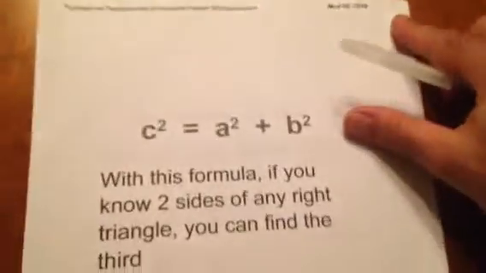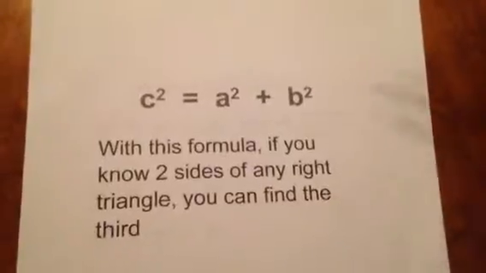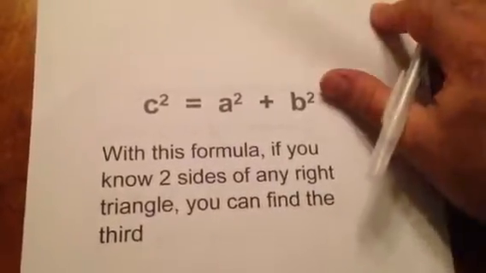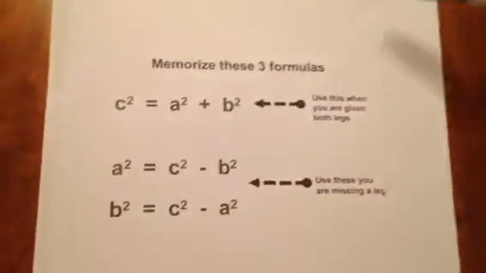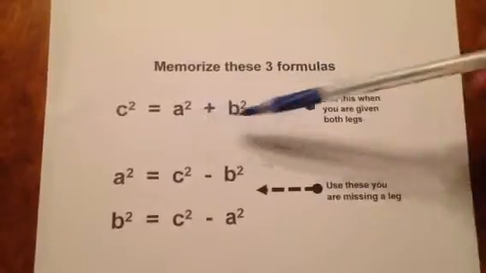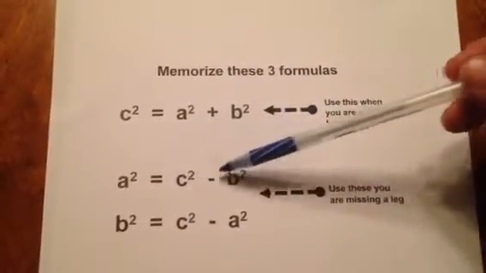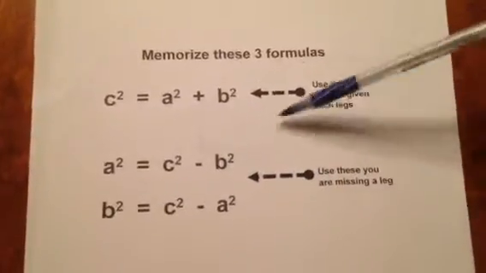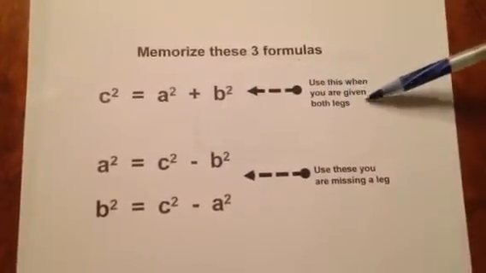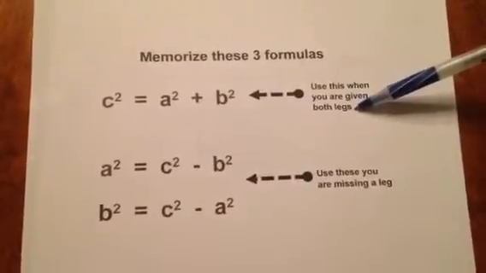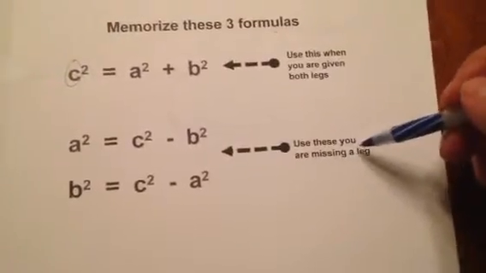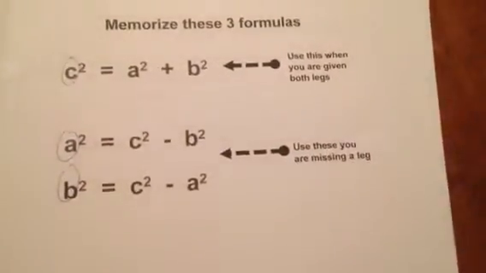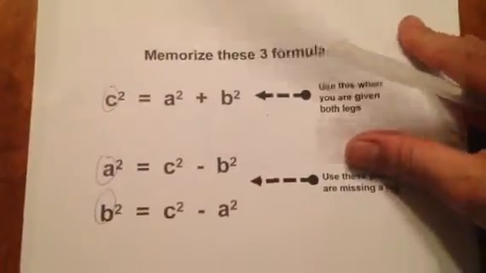So what this formula basically does is if you know two sides of a right triangle, you can find the third. That's where this formula is useful. So again, a little tip, these formulas should be memorized. C squared is A squared plus B squared, A squared is C squared minus B squared, and B squared is C squared minus A squared. The first one you use when you are given both legs but you're missing the hypotenuse. Obviously, when you're missing C, you use the C one. When you're missing a leg, whether it be A or B, that's when you use the leg square formulas.